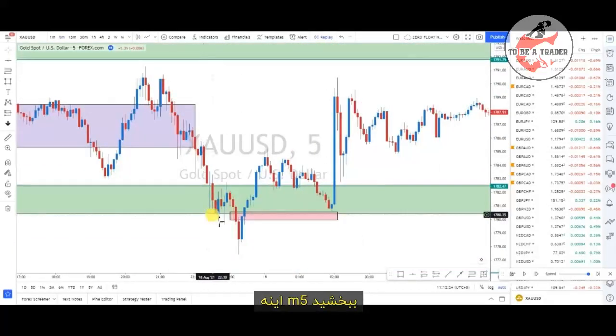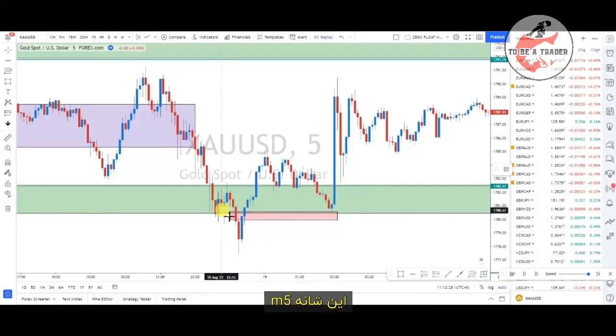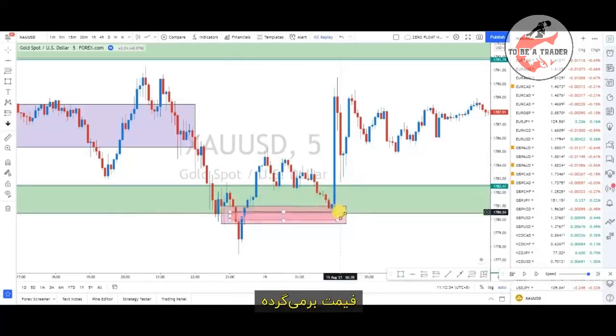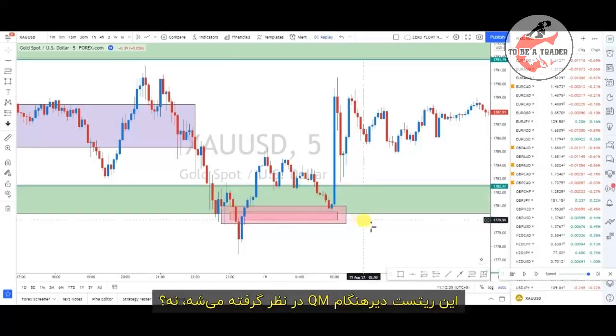M5 is this shoulder, sorry, M5, you can use this shoulder as well. So we have two shoulders. M5 is this shoulder. Okay, this is what we call the lower high, lower low. Price comes back to this zone, and then goes up. Now this is considered a late retest QM, isn't it?